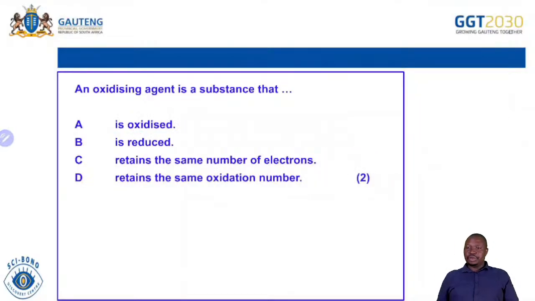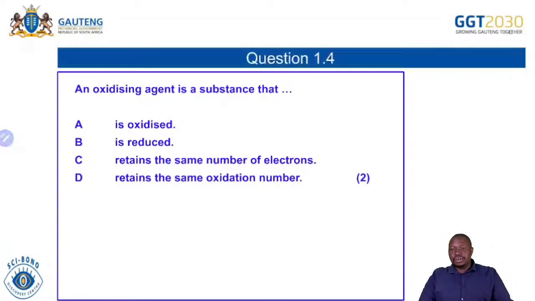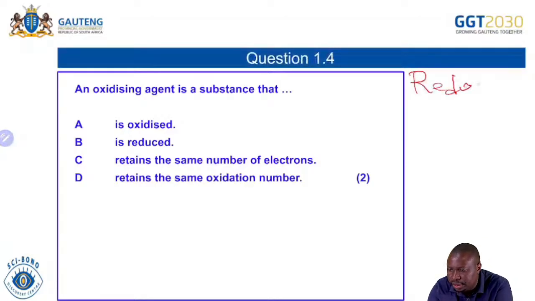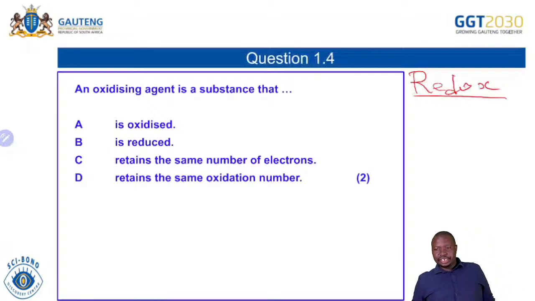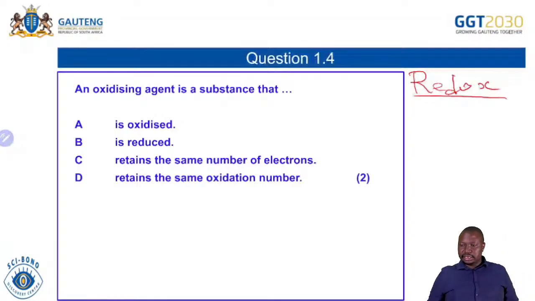Now let's move to question 1.4. You can see that question 1.4 now is based on redox reactions. Remember, redox reactions is question 5 and question 6. Remember, in question 5, we're expecting electrolytic cells, and in question 6, we're expecting galvanic cells. Now, that is the structure of our national papers in terms of technical sciences. Now, when we say it's redox reactions, we're saying these are reduction oxidation reactions. So when one substance will undergo oxidation, another one will undergo reduction, and we refer to that as redox reactions.